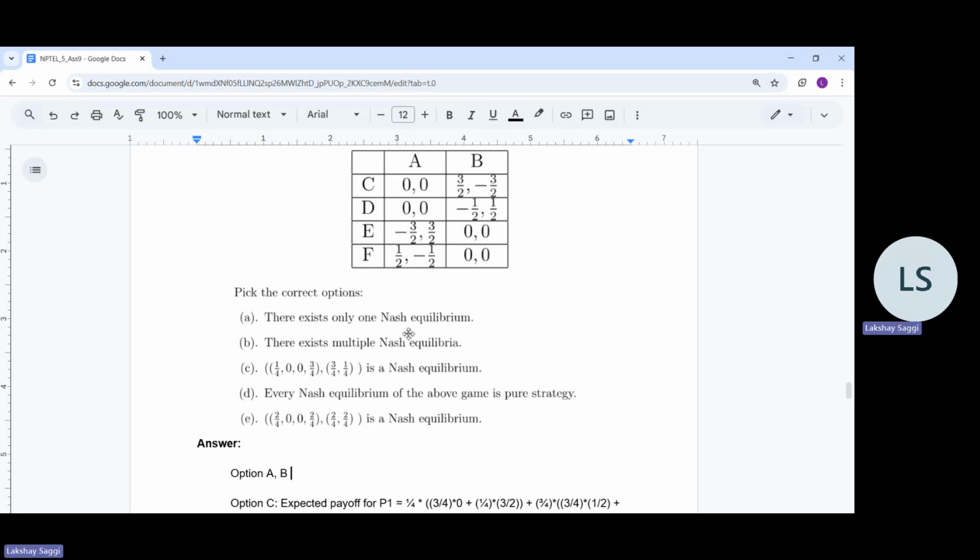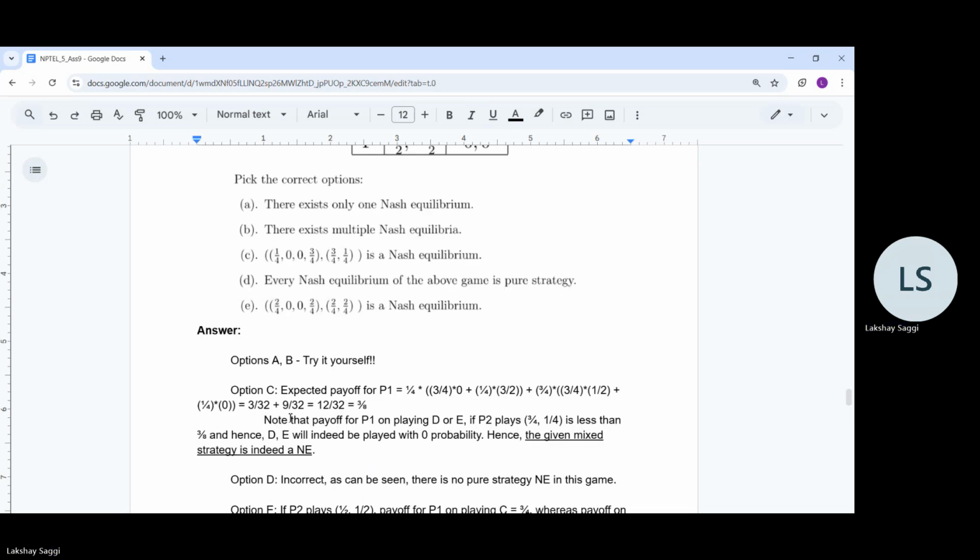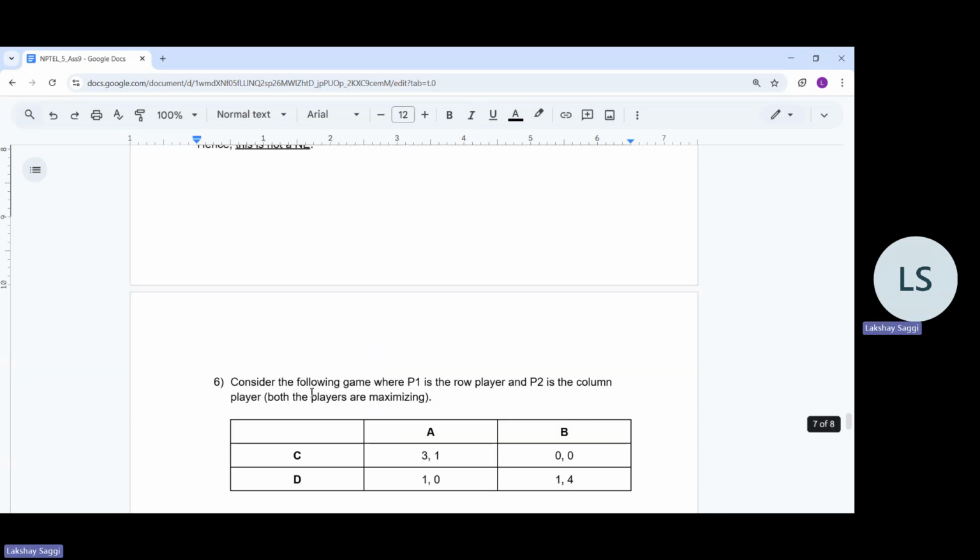Option A, option B, maybe just try it yourself. I don't remember the answer, but I believe you will obtain more than one Nash equilibrium for this. And how do you do this? You just check for other rows having non-zero probabilities, and hopefully you will find some other Nash equilibrium also. Okay, so yeah, I hope question 6 is done.